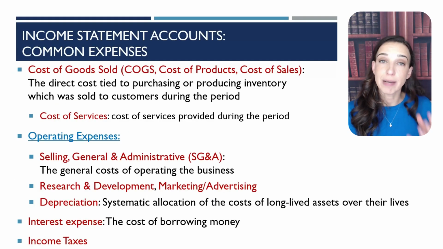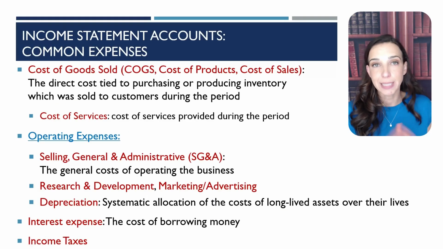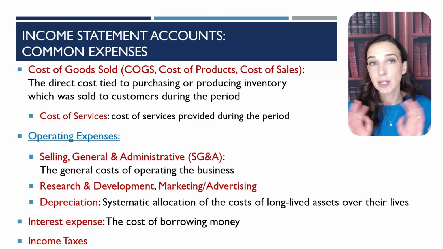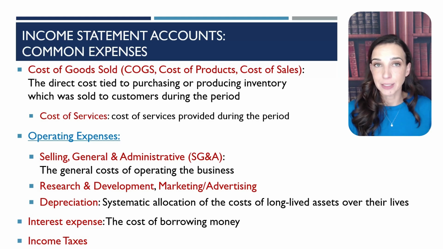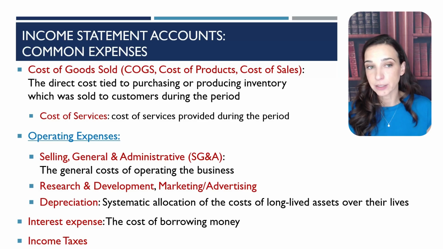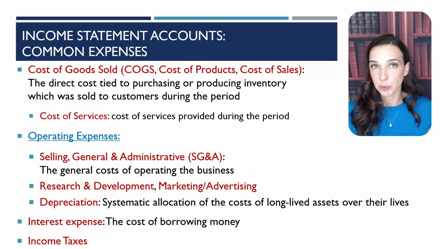Let's introduce the definitions of some of the most common types of expenses. These are by no means all the expenses that you can find if you go hunting through the 10Ks, but these are probably the most common ones. So the first one, and typically a very, very large one, is something called cost of goods sold. It's also known as COGS, cost of products, cost of sales. So there could be a couple of different languages for it.